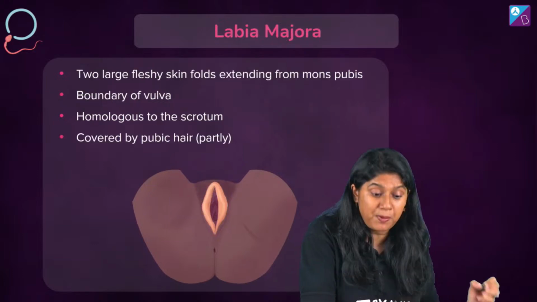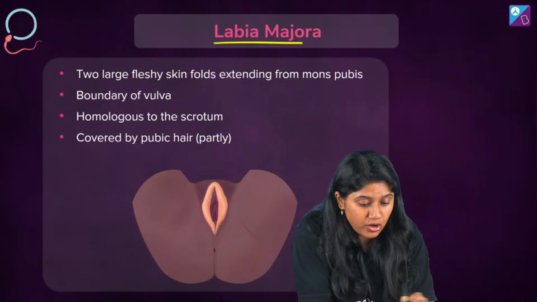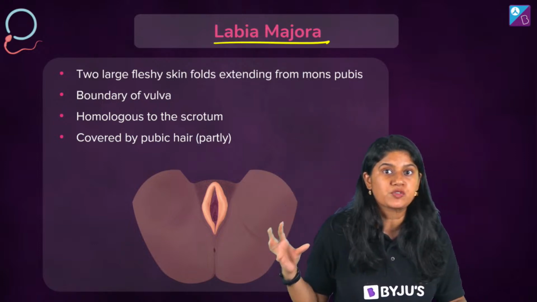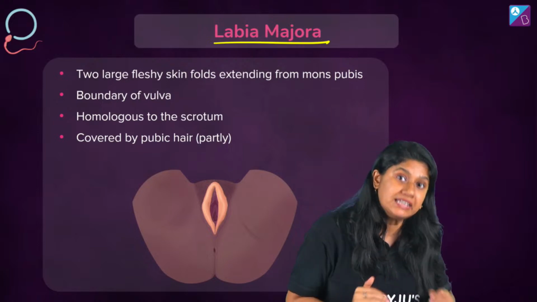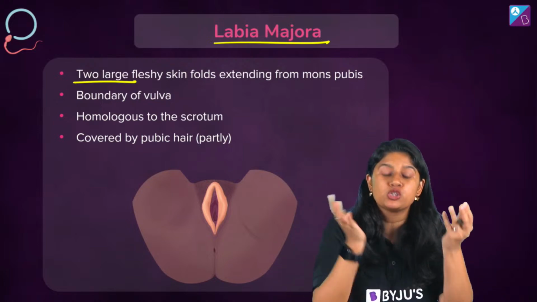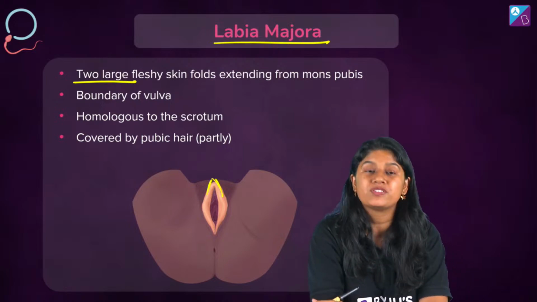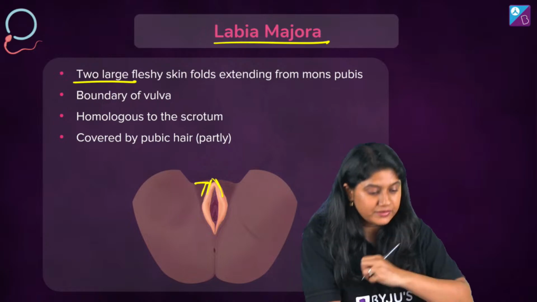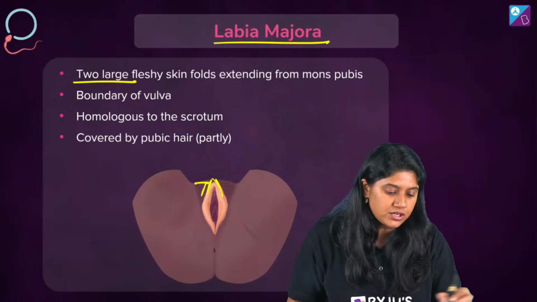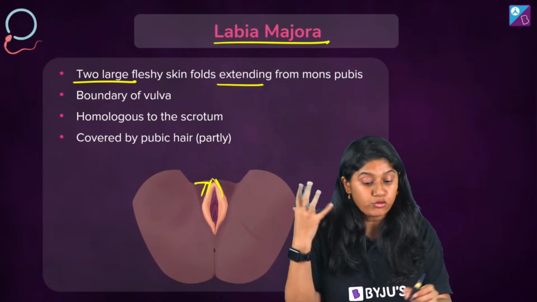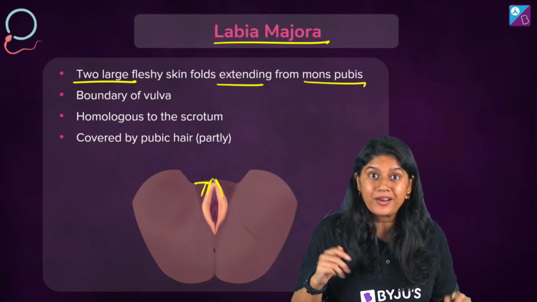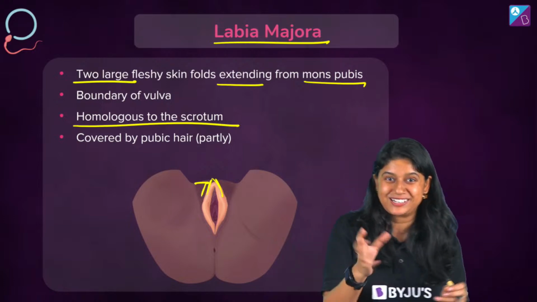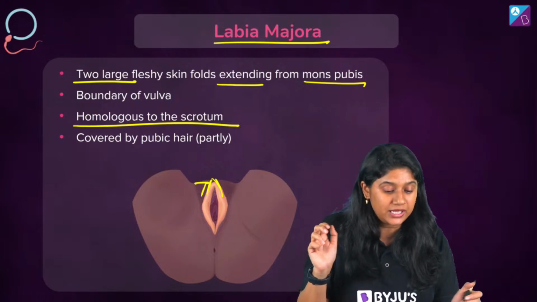Moving ahead to the next part, which is the Labia Majora. Now we'll remember major and minor over here. We have major and then of course we have the minor part of it. We can clearly see that we have two fleshy folds of skin, extended from here to this, right? So we can clearly say that they extend from the Mons Pubis. Very important point, it provides the boundary to the vulva. And this part is homologous to the scrotum.